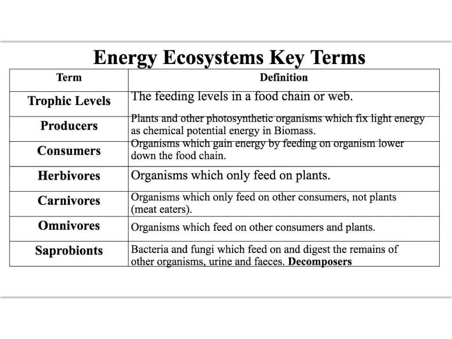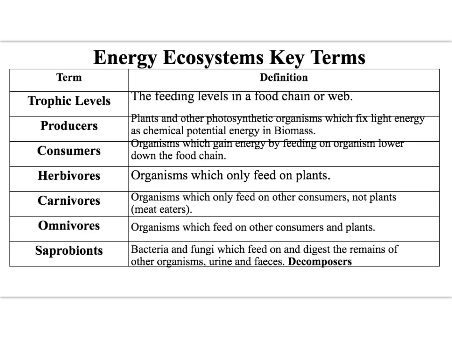So these are some important terms that you need to know, some key definitions. Trophic levels being the feeding levels of a food chain or a food web. Producers being organisms that fix light energy into chemical energy, so converting carbon dioxide into molecules like glucose in photosynthesis, using light energy to do so.